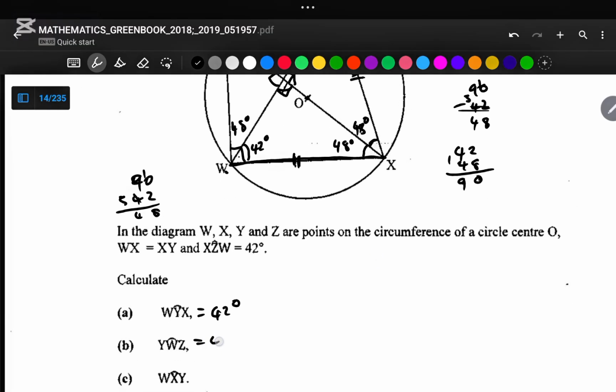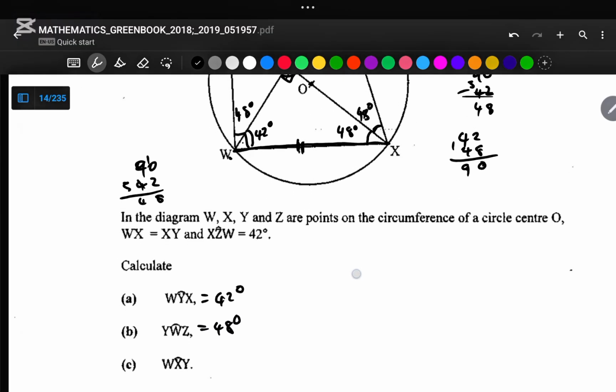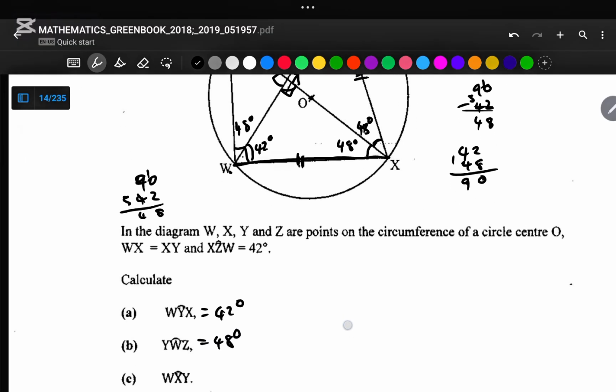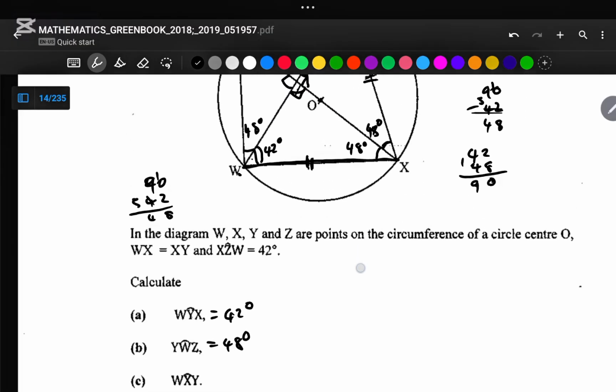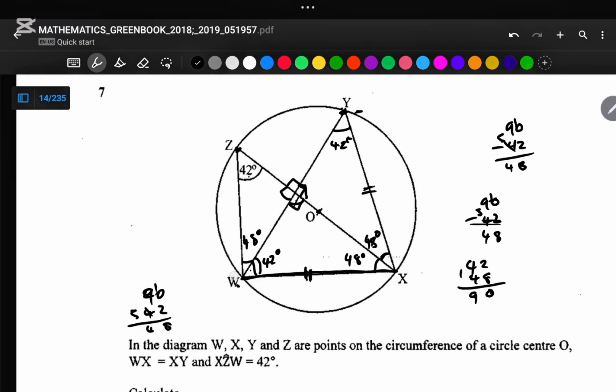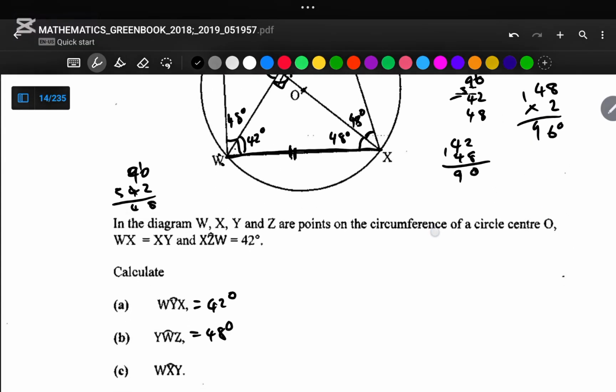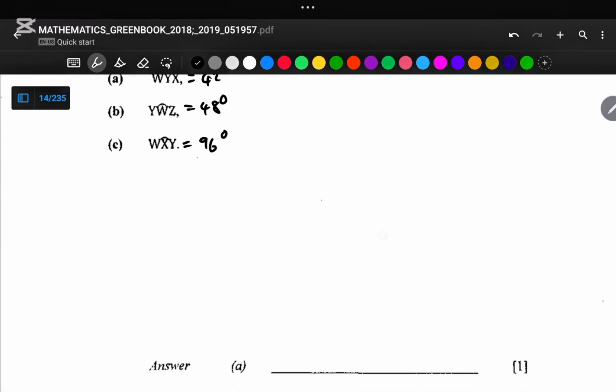So this gives us 48 degrees. And also we are required to calculate WXY. So WXY is 48 by 2, and it gives us 16 here. So 4 by 2 gives us 8 by 1. It's 96, so it gives us 96 degrees. So our final answers are 42, 48, and 96.